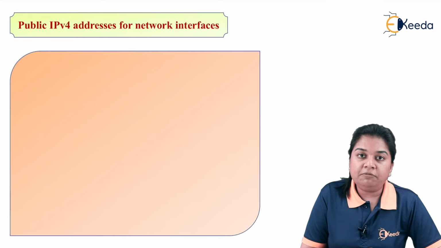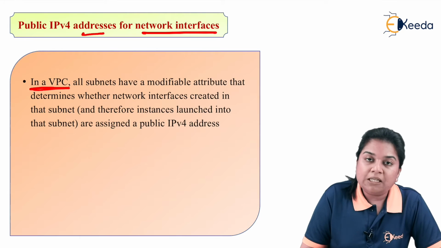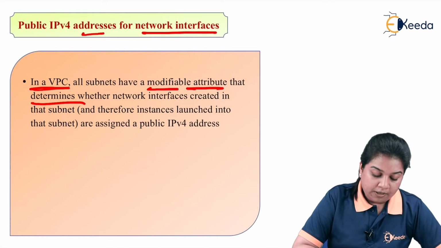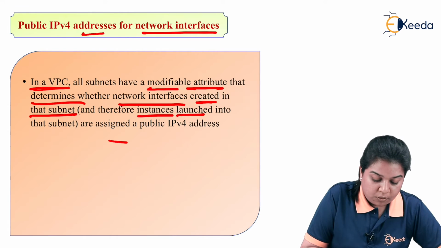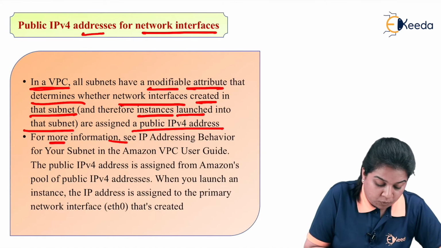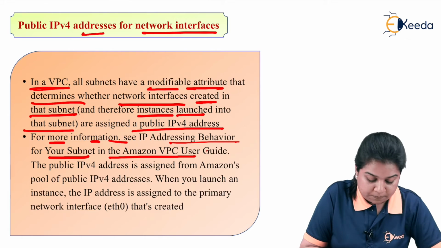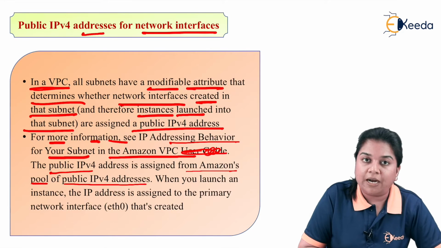Now, public IPv4 addresses for network interfaces. In a VPC, all subnets have a modifiable attribute that determines whether network interfaces created in that subnet, and therefore instances launched into that subnet, are assigned a public IPv4 address. For more information, see IP addressing behavior for your subnet in the Amazon VPC. The IPv4 address is assigned from Amazon's pool of public IPv4 addresses.